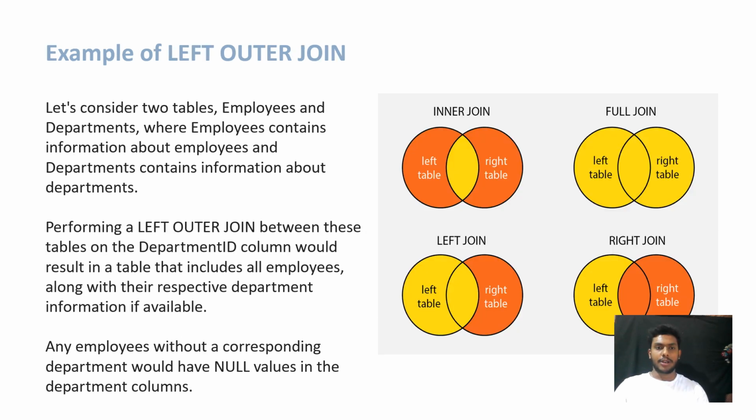Now let us discuss an example of left outer join. Let's consider two tables, employees and departments, where employees contains information about employees and departments contains information about the departments. Performing a left outer join between these tables on the department ID column would result in a table that includes all employees along with their respective department information if available. An employee without a corresponding department would have null values in the department columns.